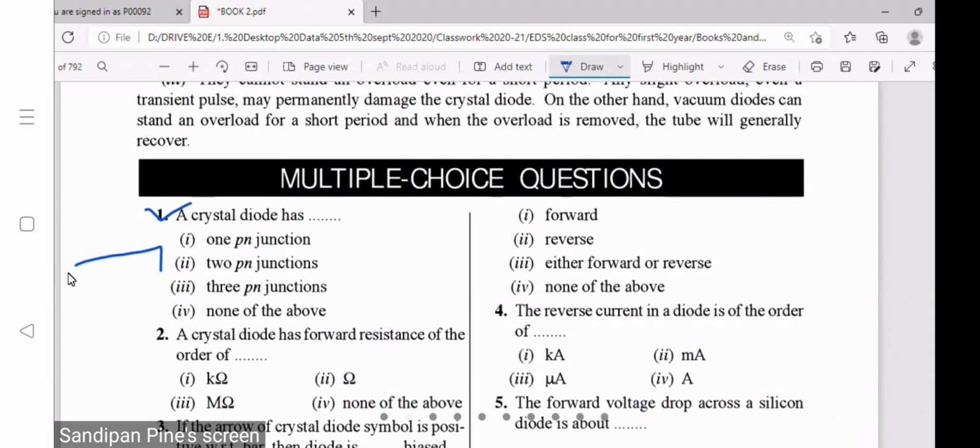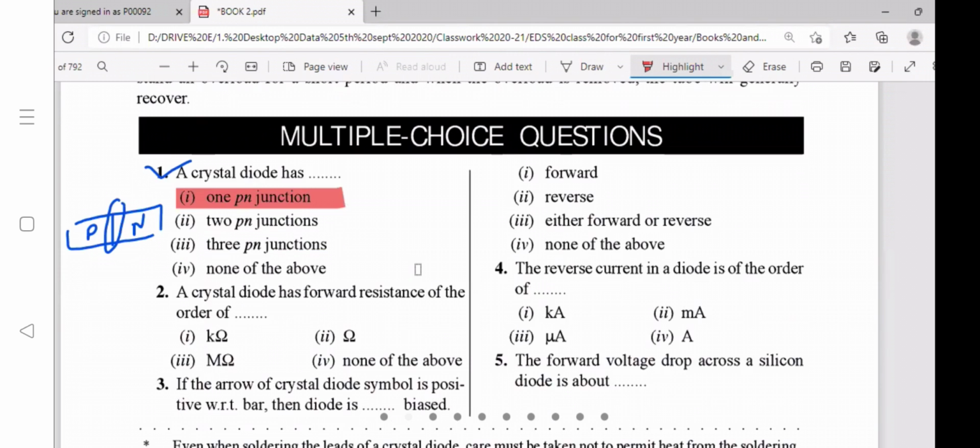A crystal diode is a single PN junction. P-type material, N-type material. So only one junction is there. So it's having a single PN junction. The answer is one PN junction.